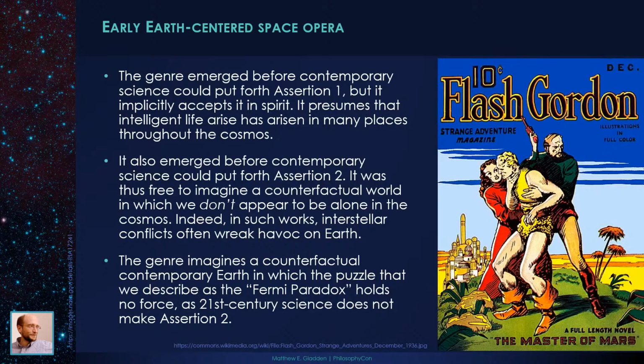Also in this category is early Earth-centered space opera, which presents an Earth that comes to interact with many alien civilizations. These stories originated in the early 20th century before contemporary astronomy and biology allowed the calculations that create the Fermi Paradox, so they don't address it. And indeed, some of these works even imagine that nearby planets like Mars or Venus are home to vast alien civilizations, because science hadn't yet ruled out such possibilities. Such early space opera includes the Flash Gordon and John Carter franchises.